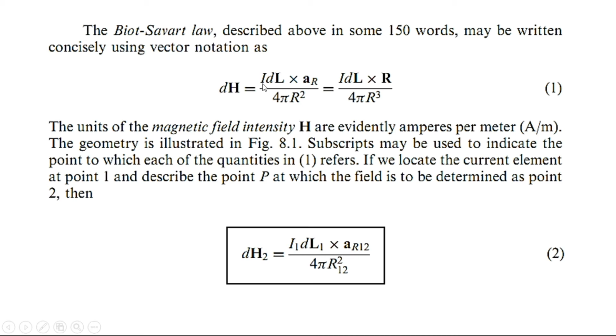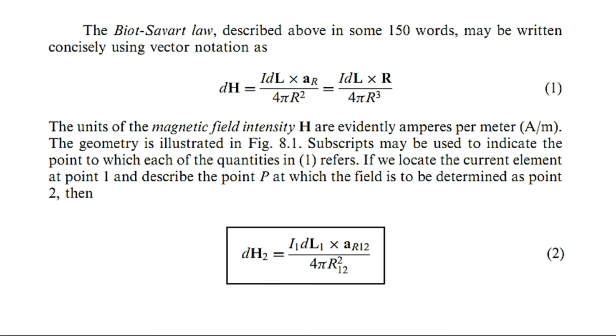So if I take I dL cross aR, its magnitude will be equal to the magnitude of I dL into the magnitude of aR into the sine of the angle between them. The magnitude of aR is unity, so we will get I dL sine theta divided by 4 pi R square. Now if we represent it in terms of vectors, we know that the unit vector is the vector divided by its magnitude. So we will get I dL cross R divided by 4 pi R cube. The units of the magnetic field intensity H are evidently amperes per meter.